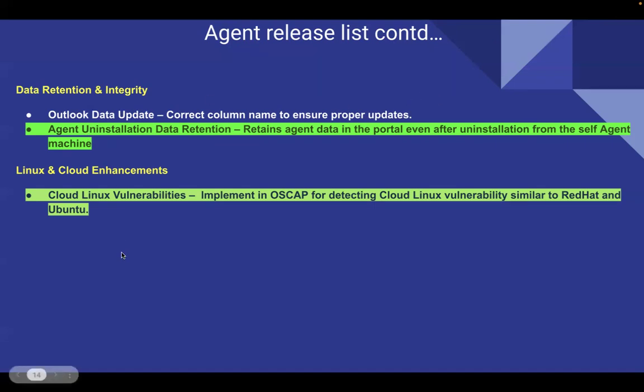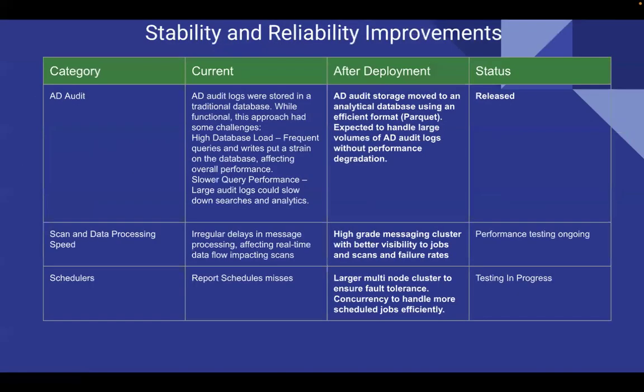And certain other things, like Cloud Linux vulnerabilities: we've implemented OSCAP detection for Cloud Linux vulnerabilities, very similar to what we already have for Red Hat and Ubuntu. Right. So those are the agent release items I would like to highlight.